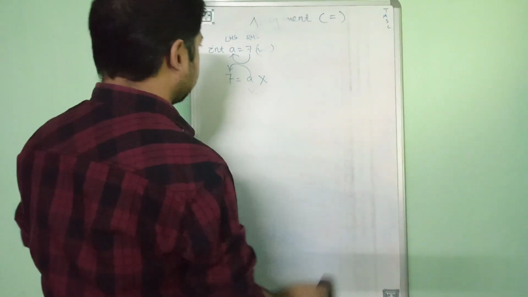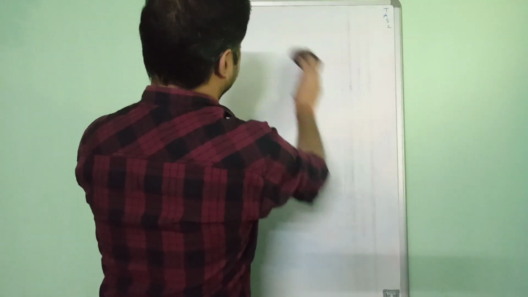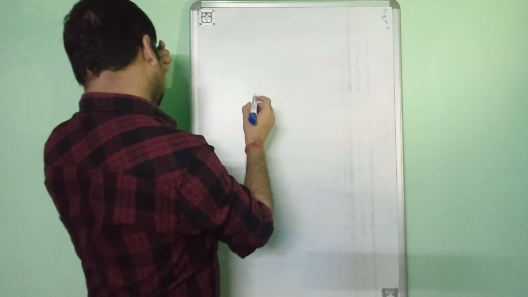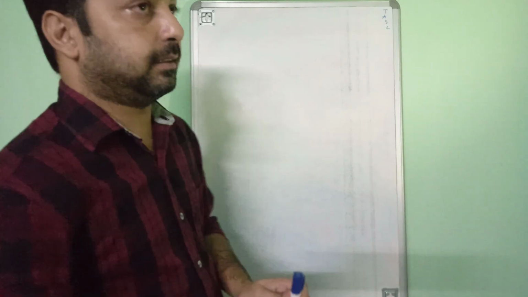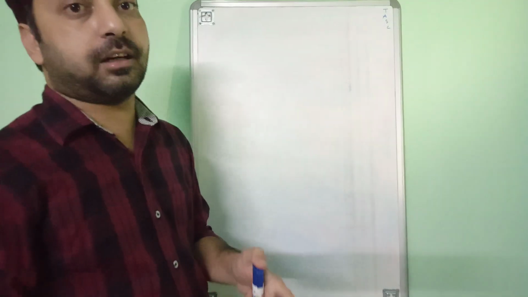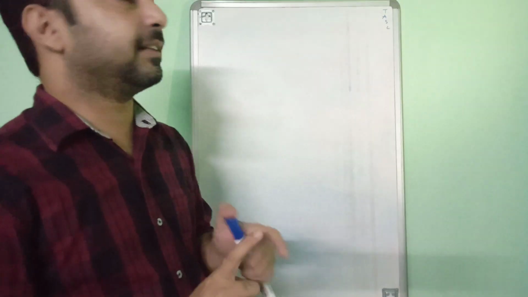Next one, let us see the sizeof operator. Next one is sizeof. Sizeof is the operator basically used to find the size of an operand, and the operand may be a data type, may be a variable, or may be a constant.